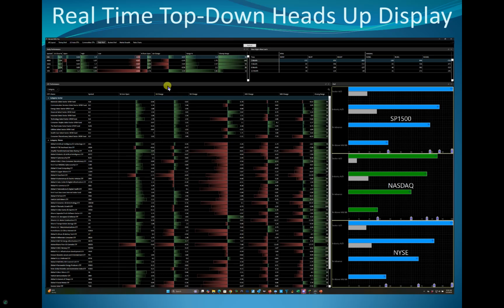Now, I will push the data to this real time, but it only refreshes when you click refresh. There's absolutely no reason to stream something that you're not looking at constantly. And when you hit the refresh, it is a pretty quick refresh in seconds. But it tells you real time what the major indices are.